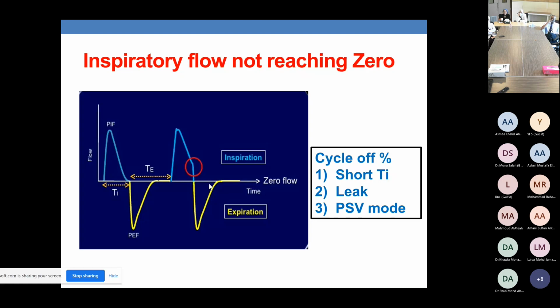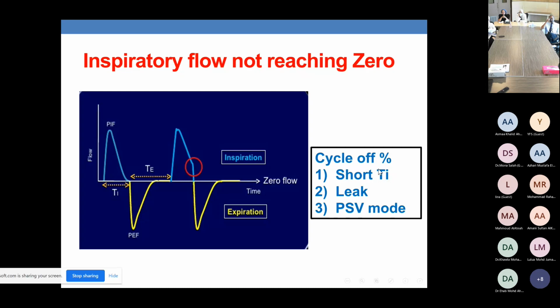Now, when you give the surfactant, lung compliance improves, the lung will start to open up nicely. So this means that you improve the compliance. This means that you need to increase the I time. So this is the importance, the beauty of the graphics. Initially the baby was not in need of this I time. Now we need more. So if it is not reaching 0, it is short I time.